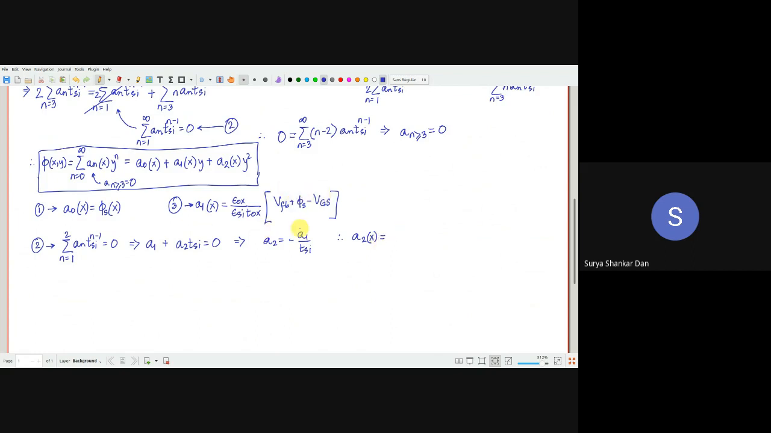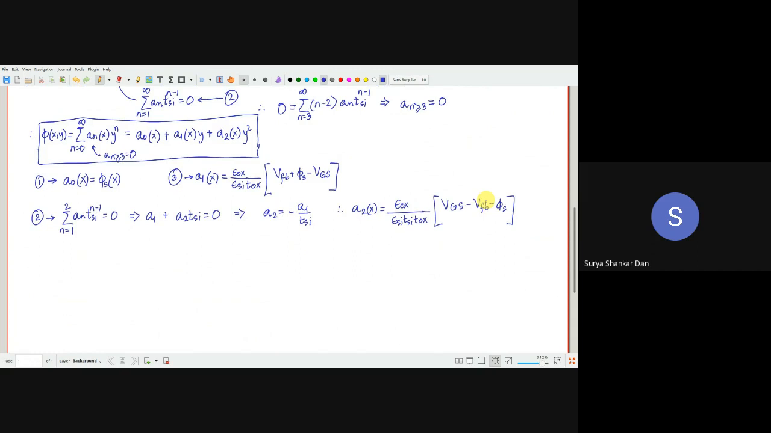We know the value of a1, right? So it is going to be epsilon ox by epsilon si, tsi, tox with a sign change here. So it becomes simply VGS minus VFB minus phi s, bracket close.